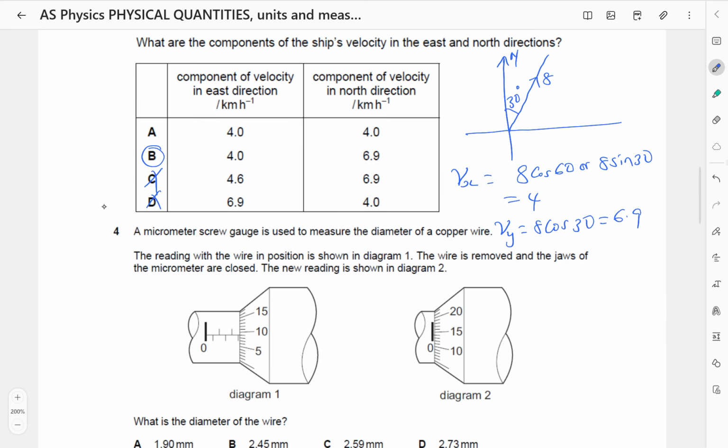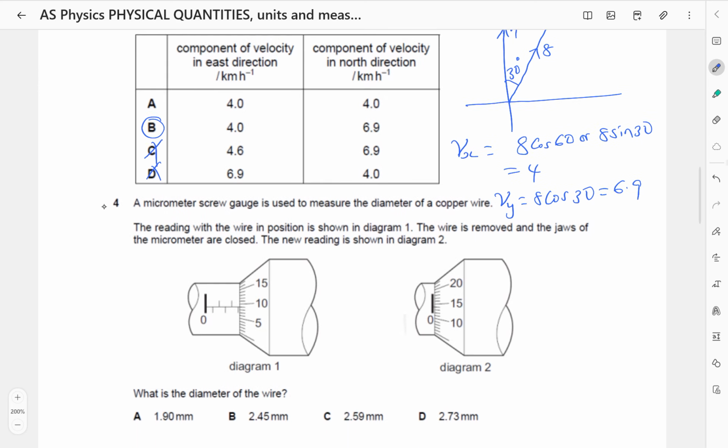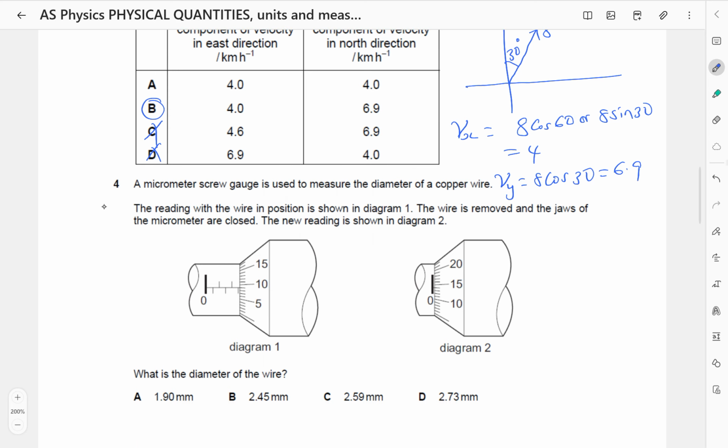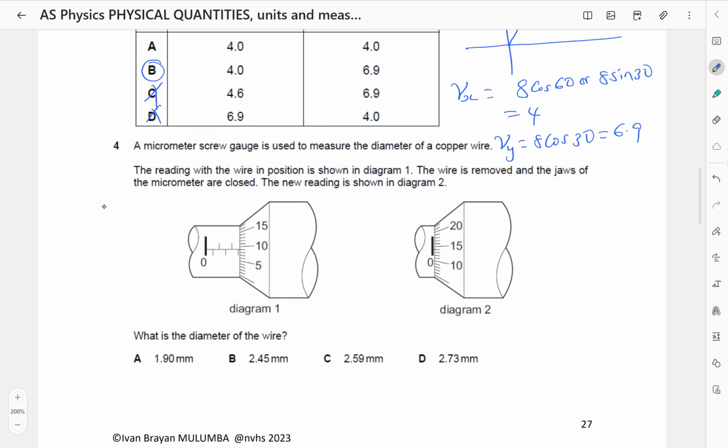A micrometer screw gauge is used to measure the diameter of a copper wire. The reading with the wire in position is shown in diagram 1. So here there is a wire. Let's first take the reading. The main scale reading is 0.5, 1.5, 2.5. So that is 2.50 in millimeters. Of course, the micrometer screw gauge measures in millimeters.